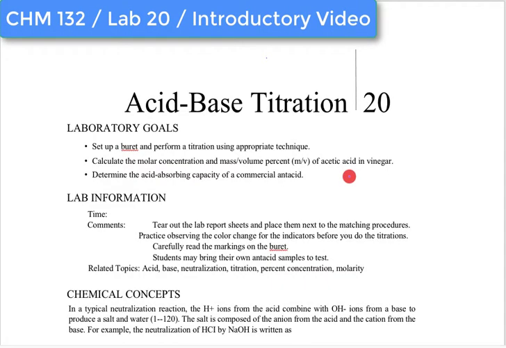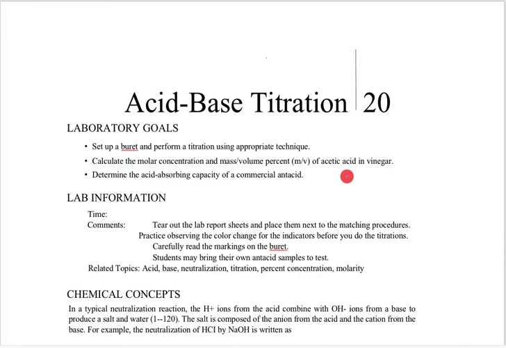Let's run through a quick introduction to Lab 20. So what you'll see in the demonstration video is the acid-base titration, and it's just part A that we're doing here. Titration is a really common technique in the laboratory. Basically what you're doing is you're going to determine the concentration of an unknown acid. In this case, it's going to be vinegar.